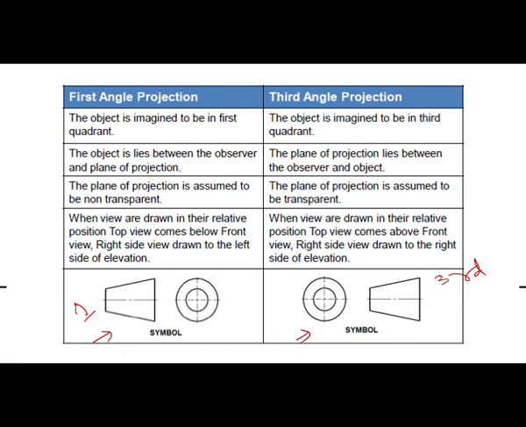In the first angle, just remember, this concentric circle is the right side. That's it. In first angle projection, this circle is the right side. It means in third angle projection, it must be the opposite side, the left side. So once we remember this, automatically we can remember that.